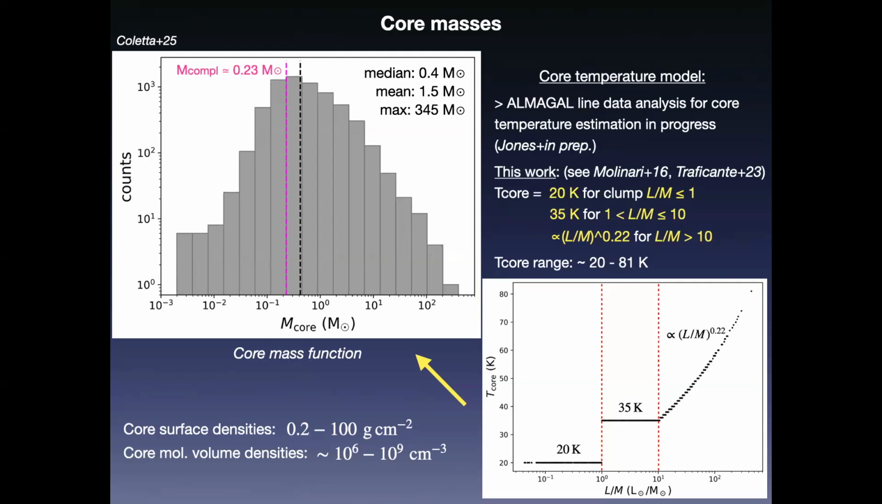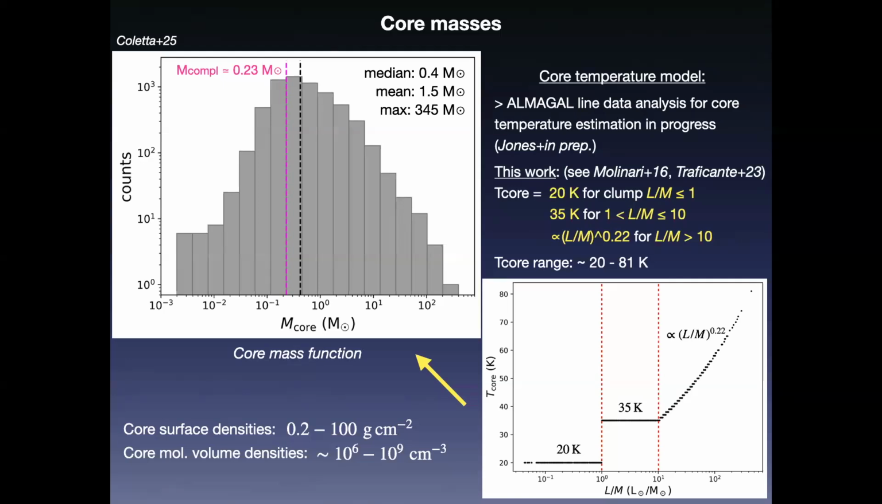So basically, based on the emission of this molecular line as a function of the L over M, they assigned a model for the temperature to assign to the whole clump. This was also done by other recent works like Traficante 2023. So we basically assigned to each core the same temperature within a certain clump, based on the L over M evolutionary stage of the clump.